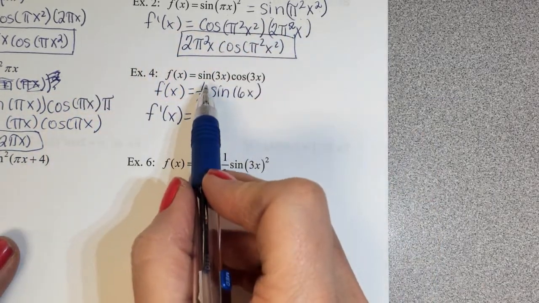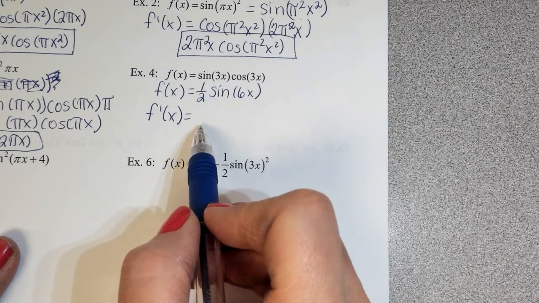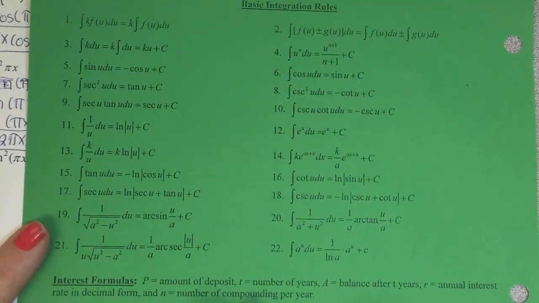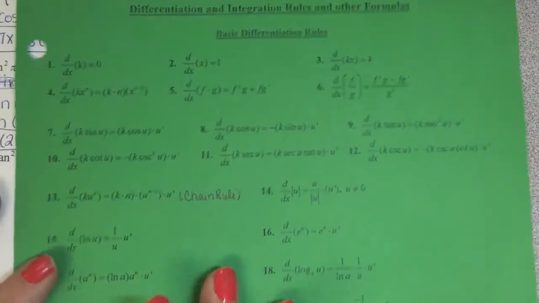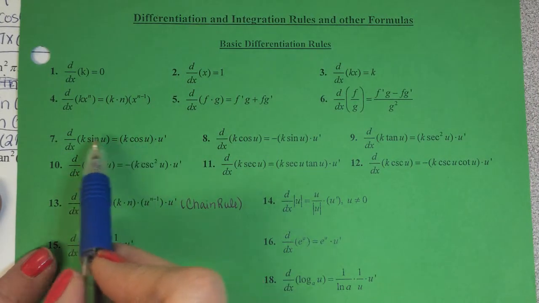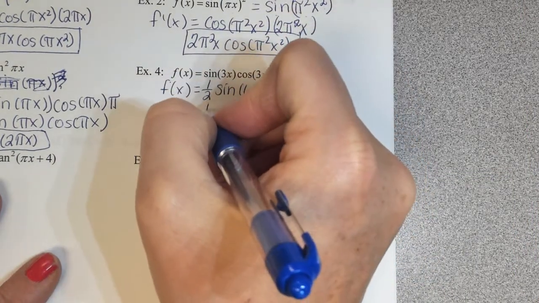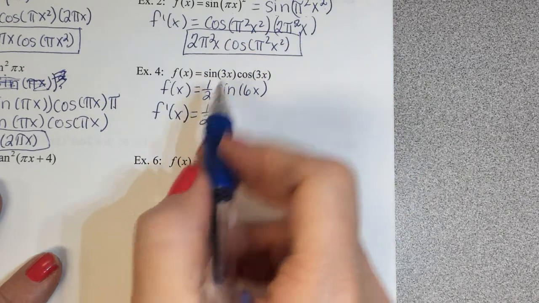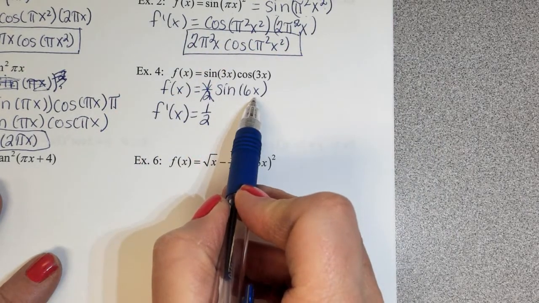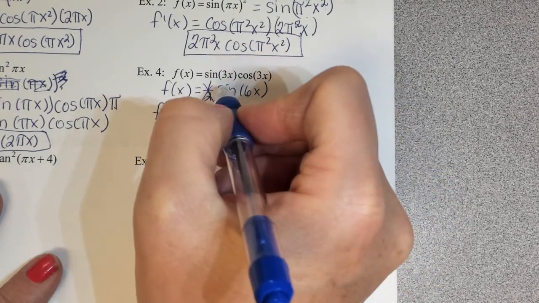What do I do if I have a coefficient and I'm taking a derivative? Just bring it down, right? Look at your derivative formulas, guys, for all these trig functions. If I'm trying to take the derivative of k sine u, it's k cosine u. I just bring down that coefficient. So I'm going to bring down the coefficient. I'm done with that. What's the derivative of sine of something? Cosine of the something.